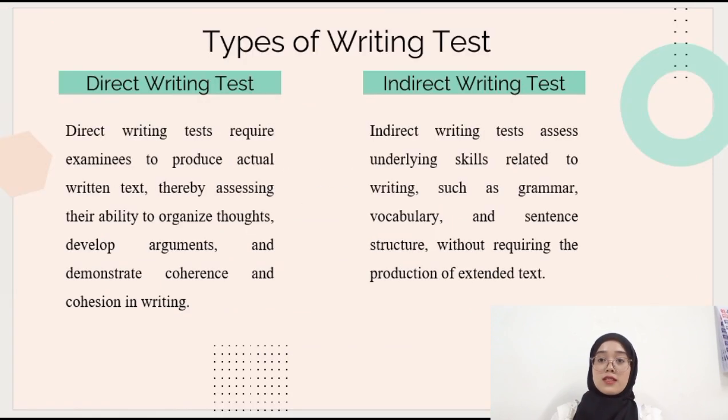Types of writing tasks. Direct writing tasks. Direct writing tasks require examinees to produce actual written text, thereby assessing their ability to organize thoughts, develop arguments, and demonstrate coherence and cohesion in writing. Indirect writing task. An indirect writing task assesses underlying skills related to writing, such as grammar, vocabulary, and sentence structures, without requiring the production of extended text.